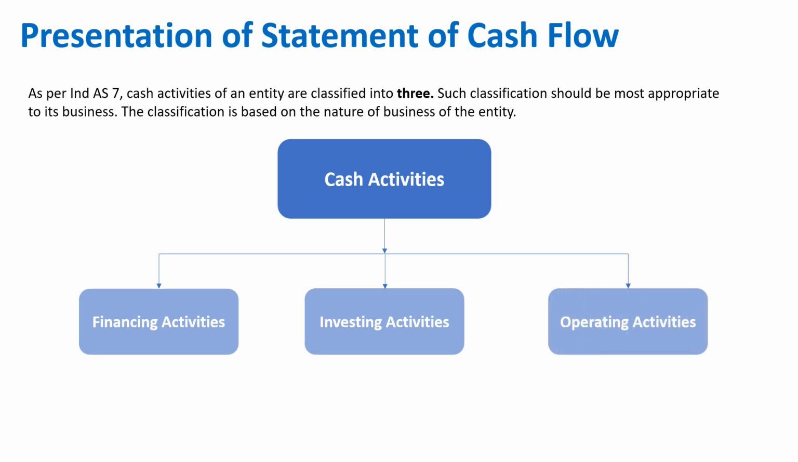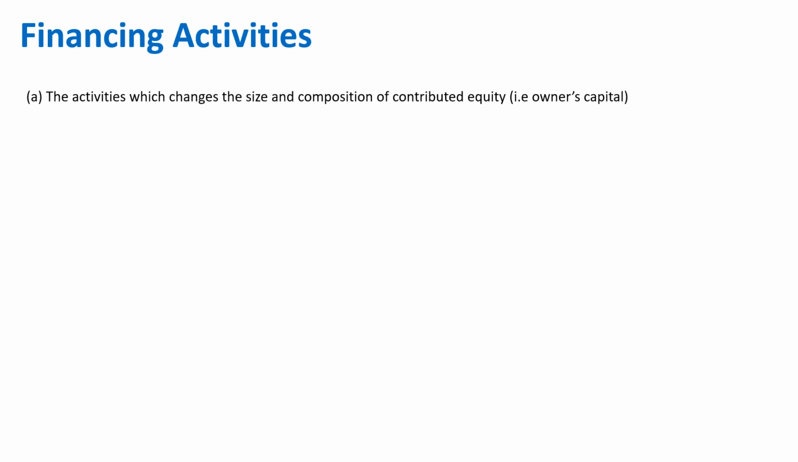So all these three different activities will give different information to the user. And in subsequent slides, we'll understand how each activity is giving a different picture or a different analysis to the user. Financing activities. Let's try to understand what are the activities which will be included under financing activities. The activities which change the size and composition of contributed equity. That means if the company is issuing right shares or getting more capital, or there is any change in the structure of the capital or preferred shares, all will be captured here.